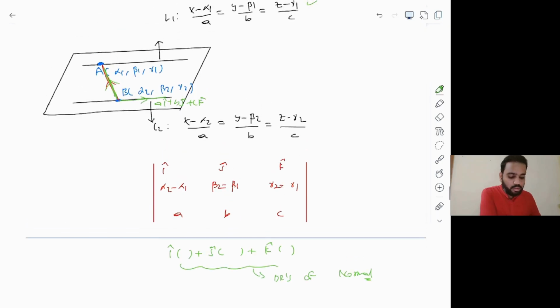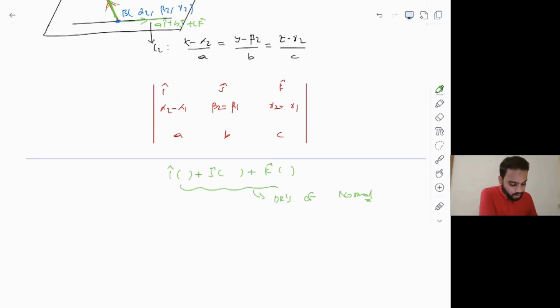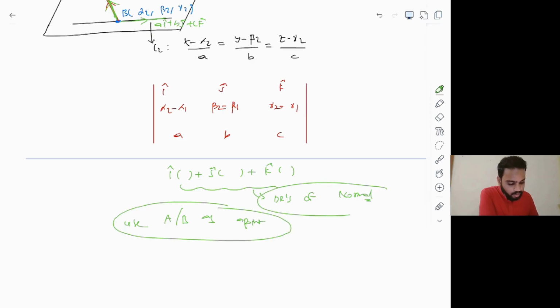And once again, once you know the DRs of the normal, you can use either point A or point B because they are points on the plane. So you have a point on the plane and you have the DRs of the normal. Use A or B as a point on the plane, and you have the DRs of the normal. Again, use the first form to find out the equation of the plane.